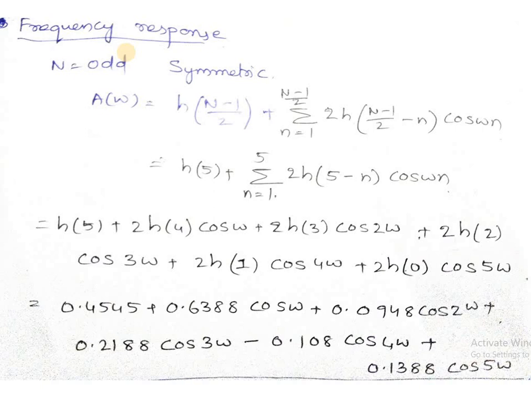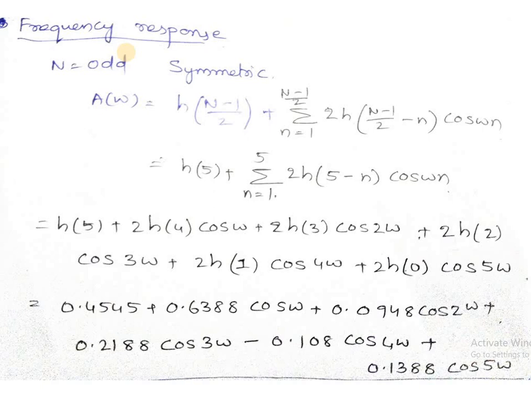And now let us calculate the frequency response in this case, and also draw the magnitude response characteristics. Since we have considered the impulse response to be symmetric with odd numbered values, from the table that we have written, we identify the magnitude response A of omega can be directly given as h of (N minus 1) by 2 plus sigma n equal to 1 to (N minus 1) by 2 of h of ((N minus 1) by 2 minus n) cos omega n.